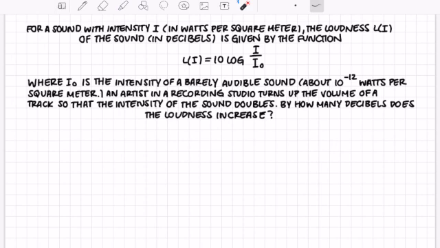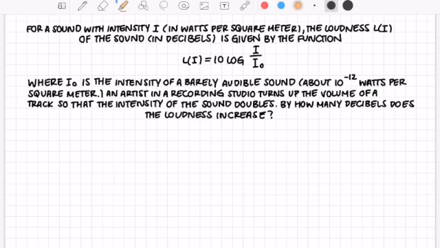For a sound intensity I in watts per square meter, the loudness L of I of sound in decibels is given by the following function. L of I is equal to 10 log I over I-O, where I-O is the intensity of barely audible sound, about 10 to the power of negative 12 watts per square meter. An artist in a recording studio turns up the volume of a track so that the intensity of the sound doubles. How many decibels does the loudness increase?